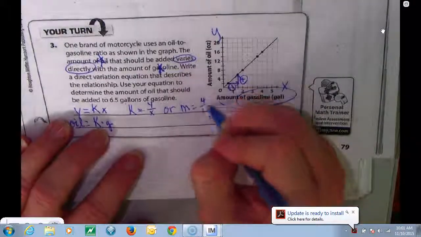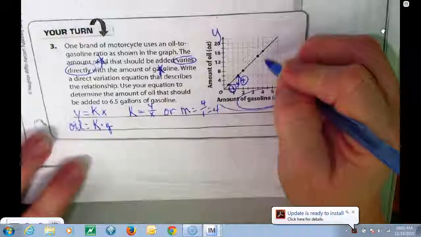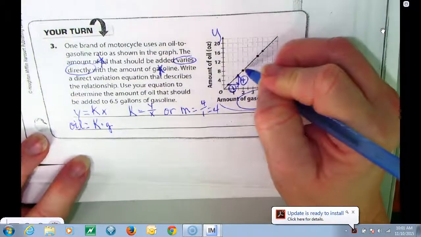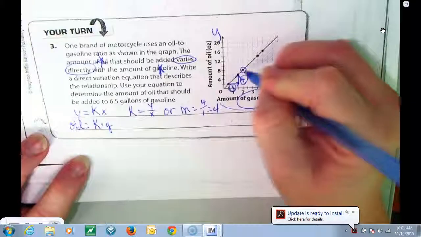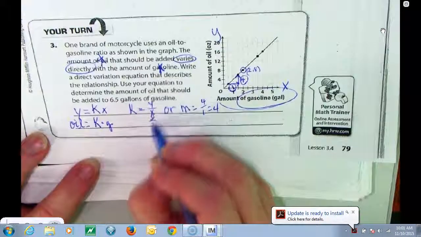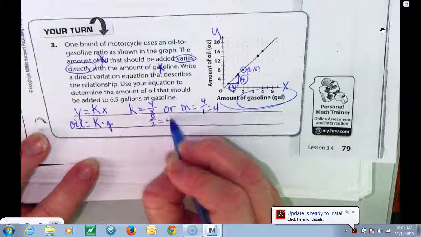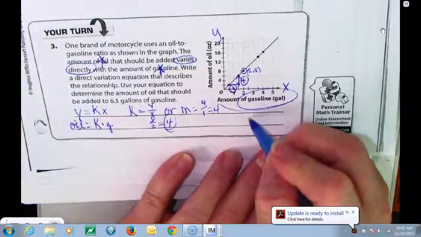So, hey, if you get confused by that, look, let's pick a point. Let's just pick a random one. I'm going to pick that point right there. That point is 2, 8. So what's 8 divided by 2? Huh? 8 divided by 2? 4. So what's my equation?